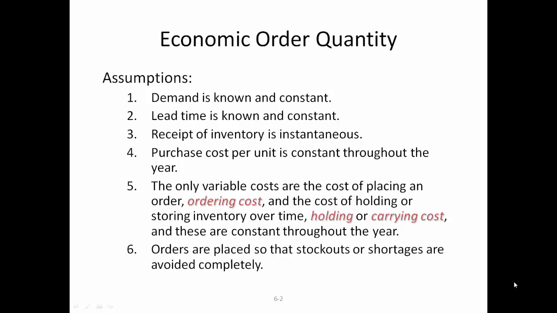As you can see, the first two are deterministic in nature, meaning that we know what it is. So we know what the demand is, and we know what the lead time is. And of course, the receipt of the inventory is instantaneous, and we know what the cost is, so there's another deterministic factor. On the other hand, we have variable cost. And those variable costs include cost of ordering and carrying and holding. And the key is that we want to avoid stockouts and shortages.